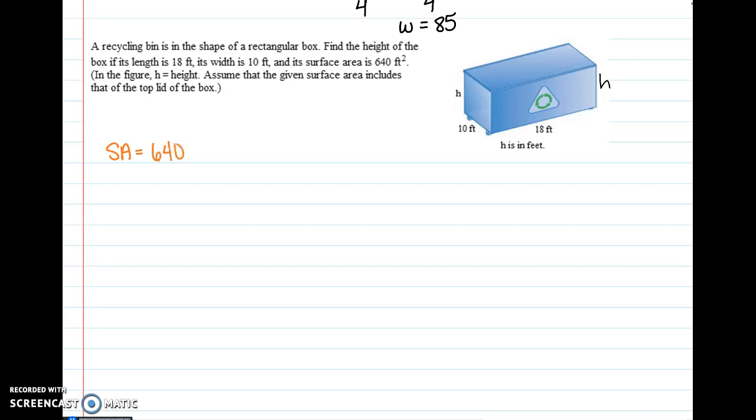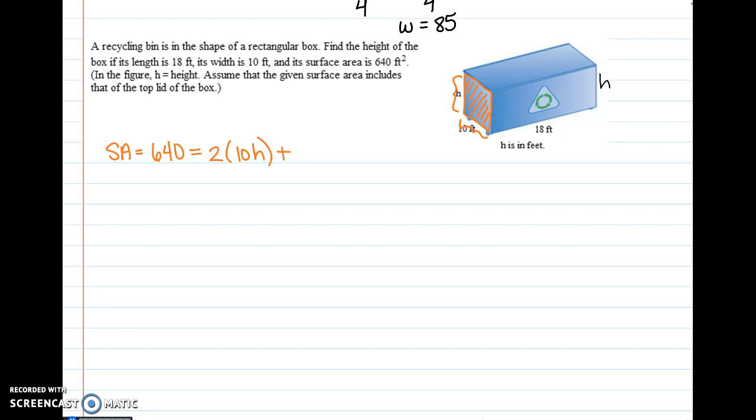What that means is we're going to add up the areas of all 6 sides. So you've got a top and a bottom, a front and a back, a left side and a right side. So let's just look at this side right here. This would be like the left side. Its area is 10 this way and h tall, so its area is 10 times h. And there are 2 of them. So we have 2 10h's.